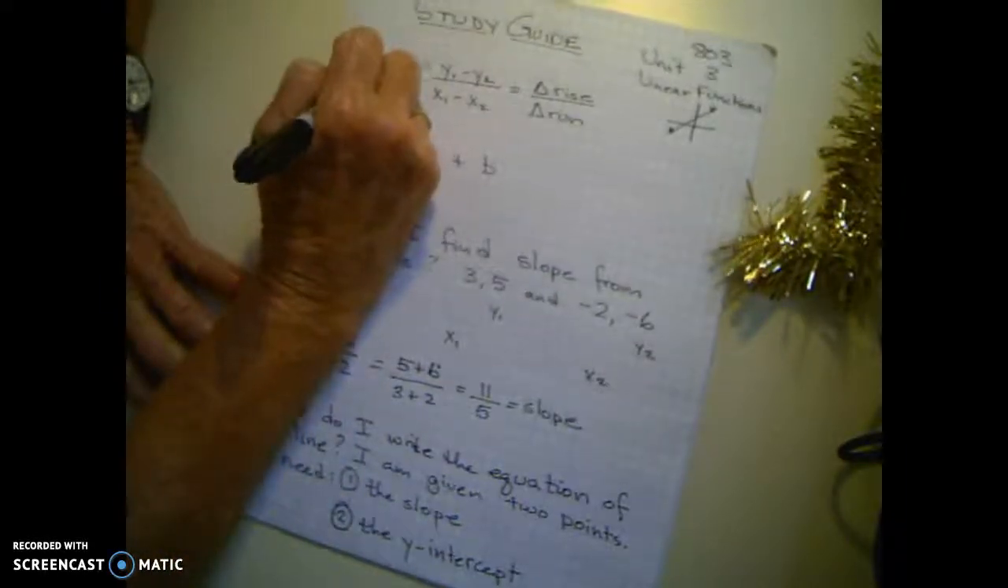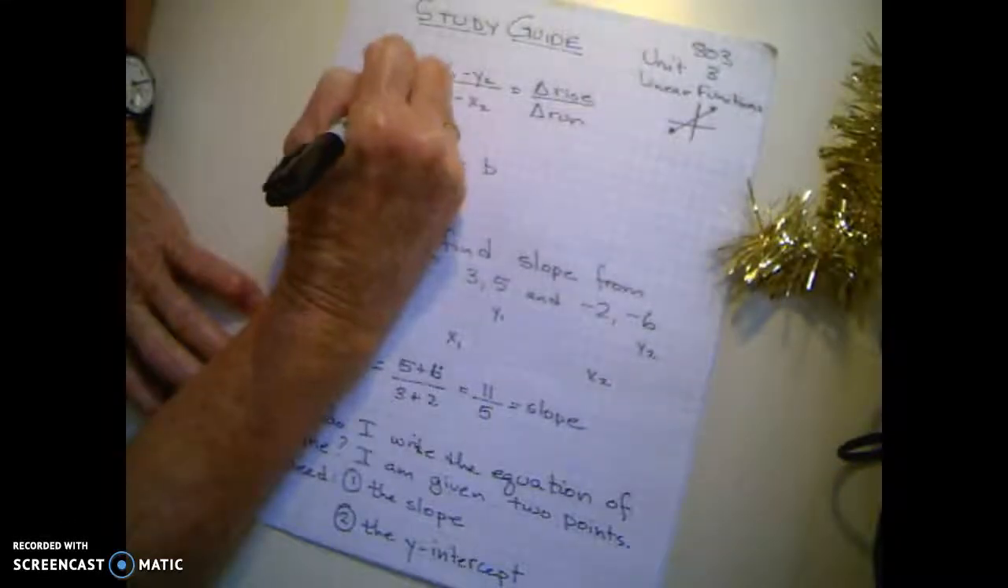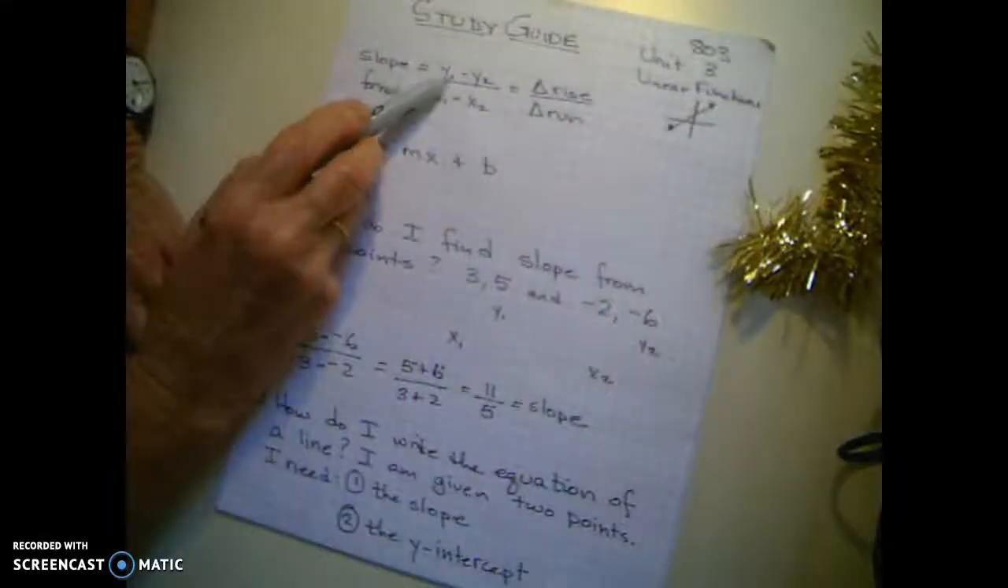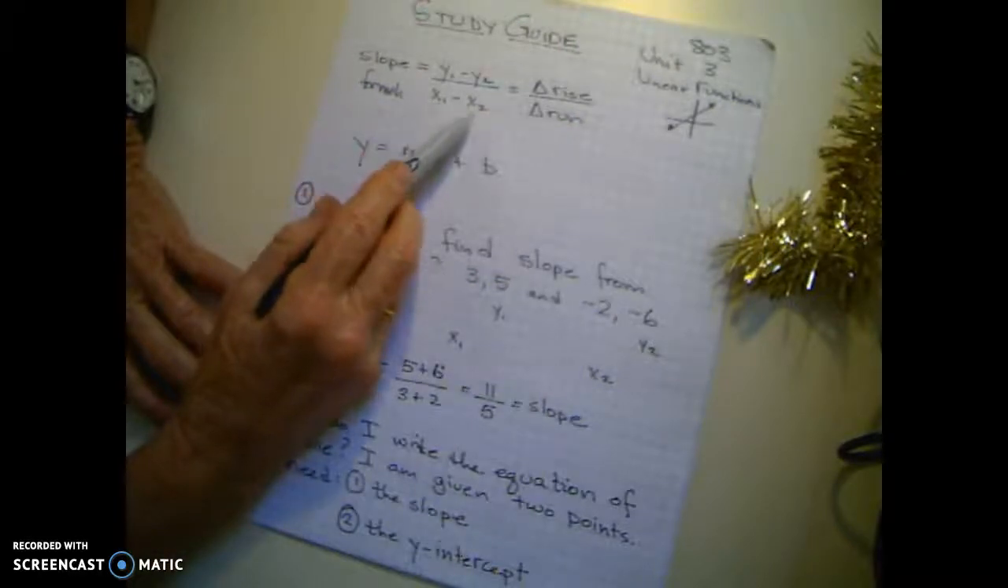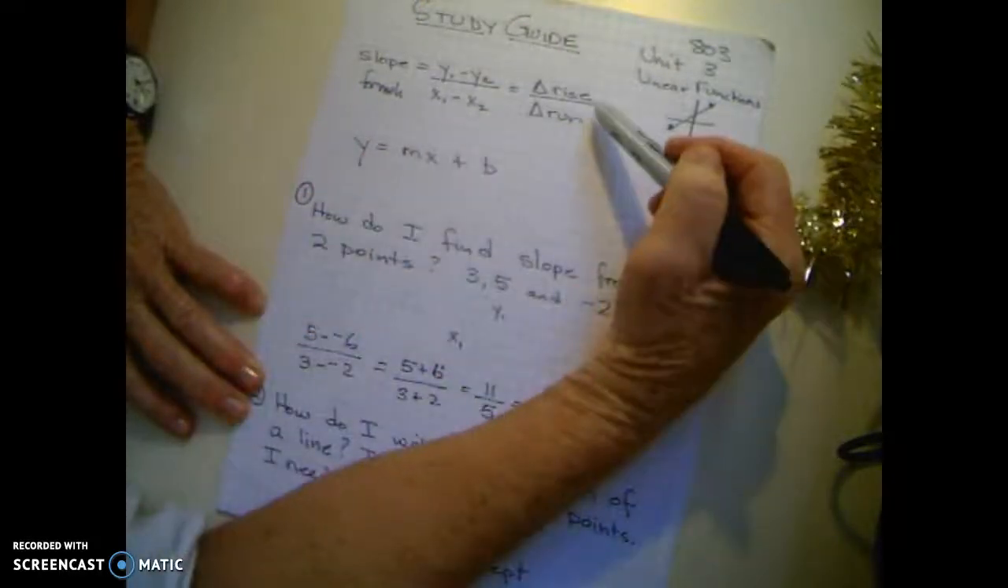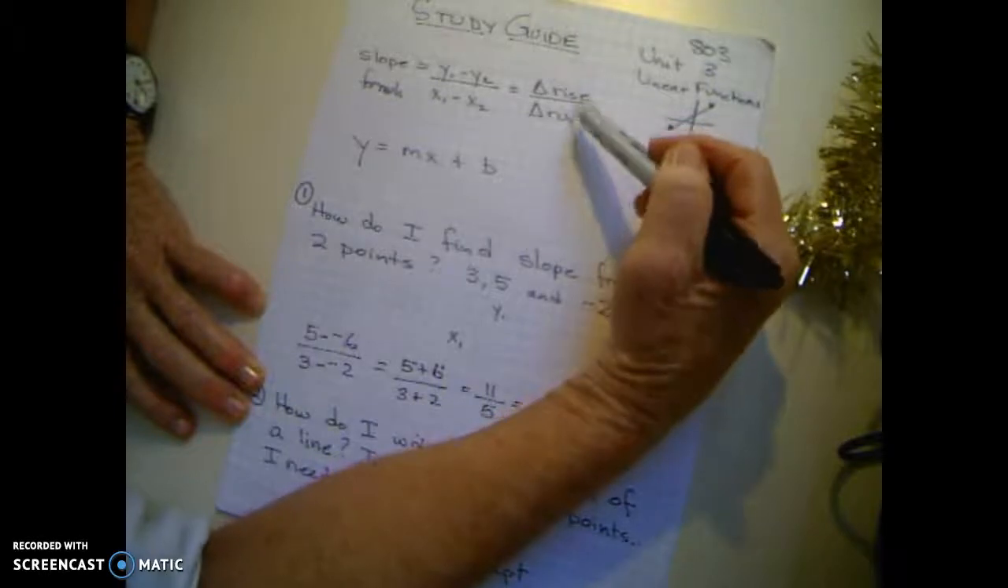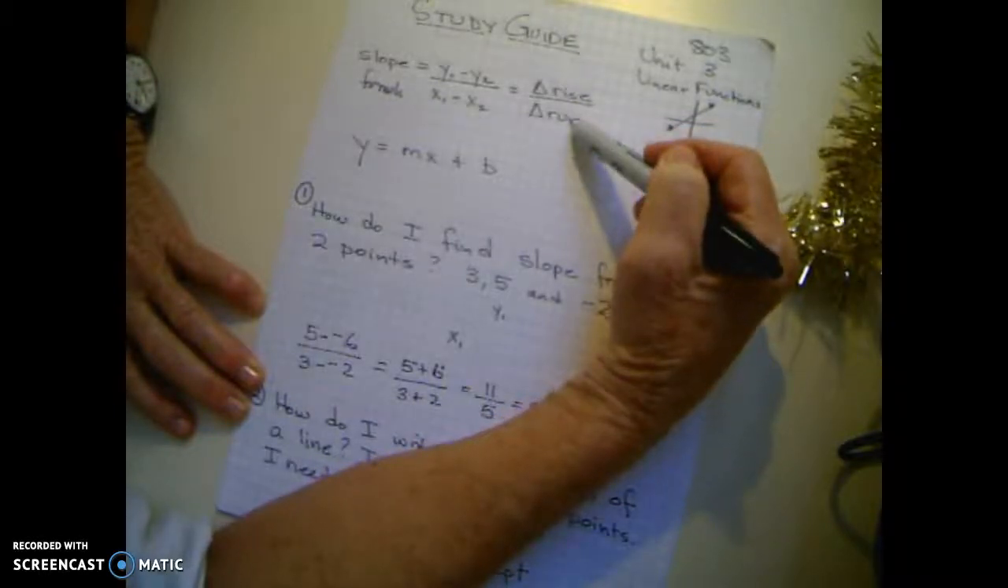The slope formula we learned in class. The slope formula is y1 minus y2 divided by x1 minus x2. That also means the change in the rise divided by the change in the run.